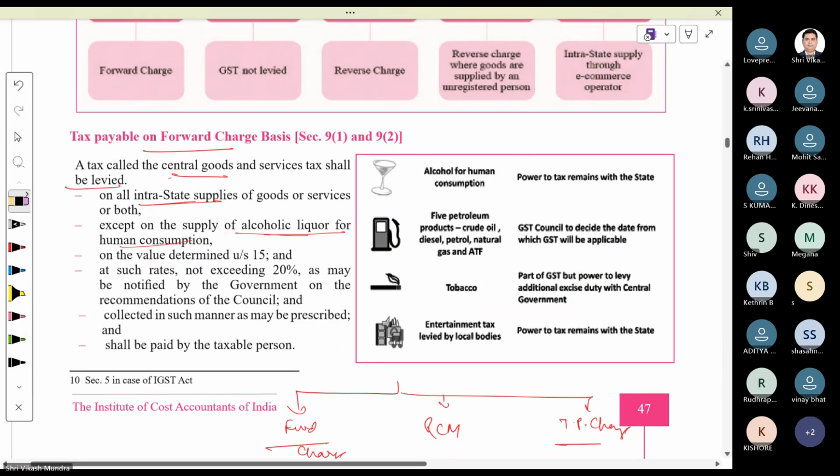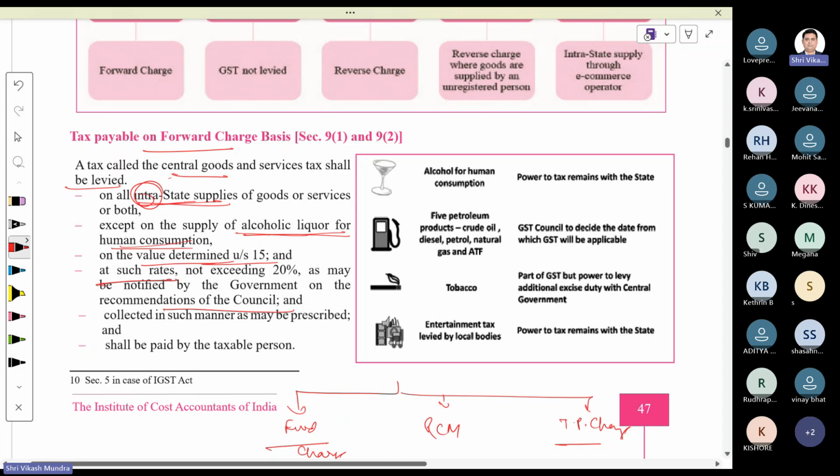So a tax called the central goods and service tax shall be levied on all intrastate supply. Be careful. First of all, we are going to discuss CGST. The same law with SGST equivalent is there. And in case of interstate, the word interstate would replace intrastate. Except on the supply of alcoholic liquor for human consumption, on the value determined under section 15, it is an ad valorem tax at such rate as notified by the government on the recommendation of the GST Council.